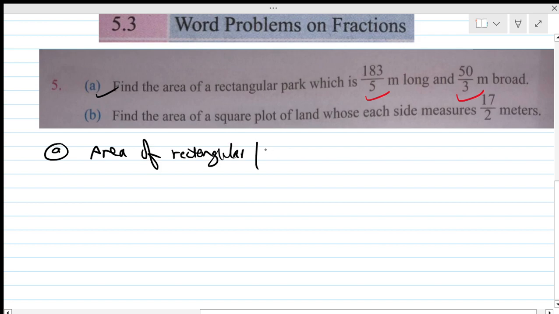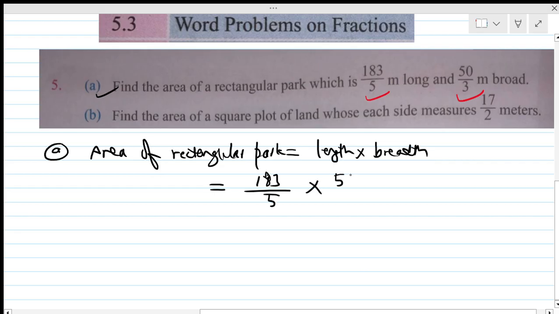Area of a rectangular park is equal to length into breadth. The length is given as 183 by 5 meter, and the breadth is 50 divided by 3 meter. So we can multiply them. 5 tens are 50, and by 3, 3 sixes are 18, 3 ones are 3. So 61 into 10, we get 610.